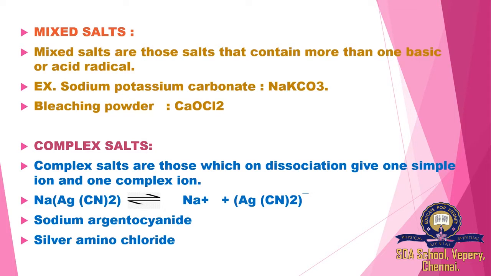See here, in the sodium potassium carbonate, two metals are present in the carbonate salt. As well as the bleaching powder, it has a calcium oxide as well as a chlorine group. That's why we are saying this is a mixed salt.